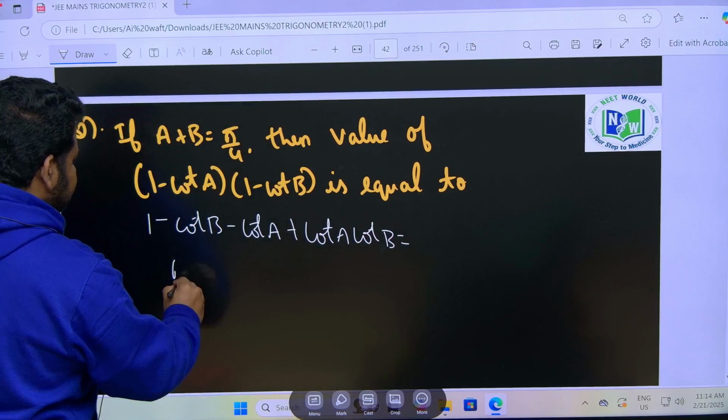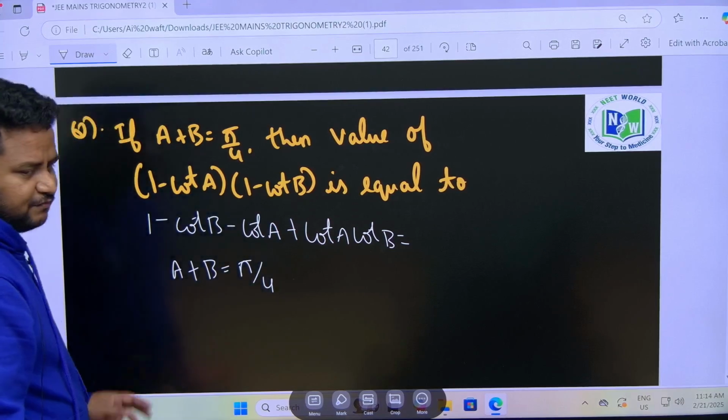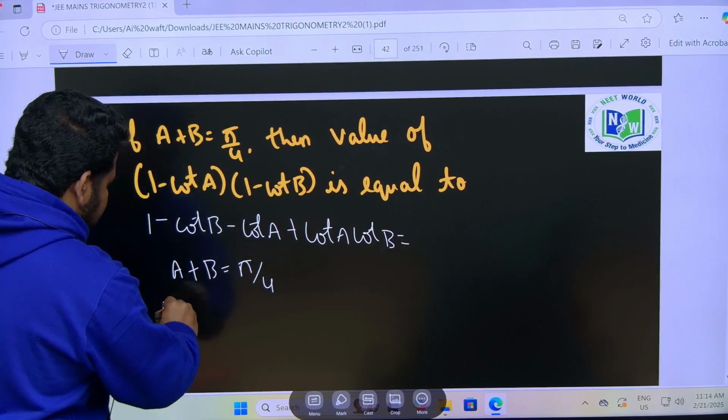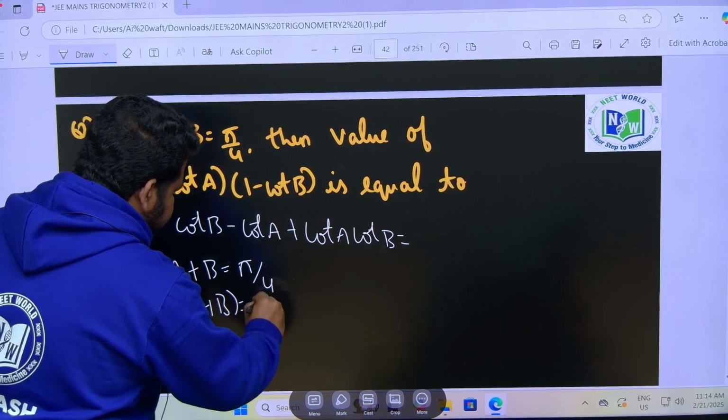First we have been given A plus B is equal to pi by 4. If I apply cot here, this will be cot of A plus B, which equals cot pi by 4.